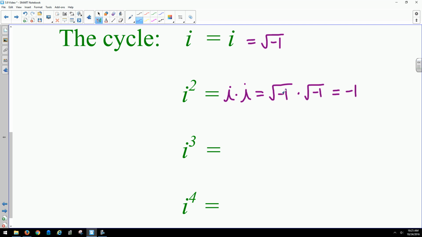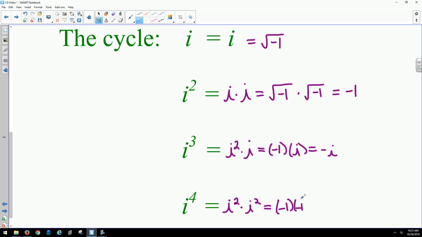The same rules that happen with real numbers, you cannot apply them to complex numbers. Before, when we would multiply radicands, you can't do that with complex numbers. So then i cubed would be i squared times i. And we just figured out that i squared is -1. So that's really -1 times i, which is -i. i to the fourth is i squared times i squared, which is really -1 times -1, which is 1.